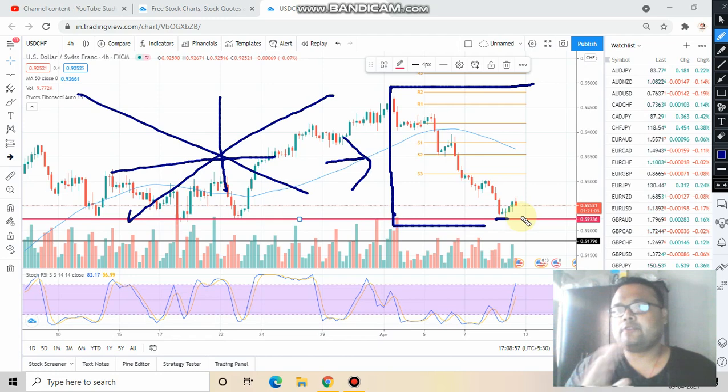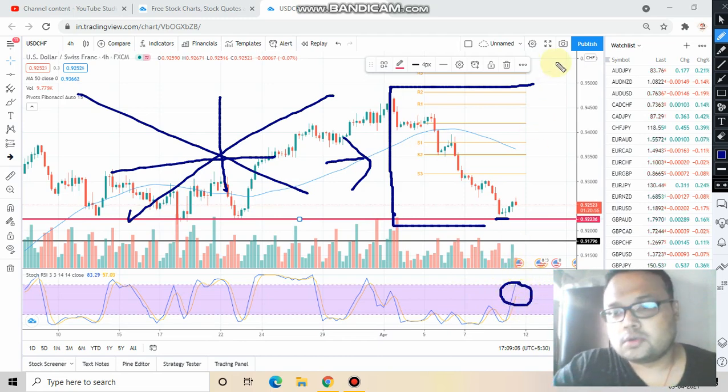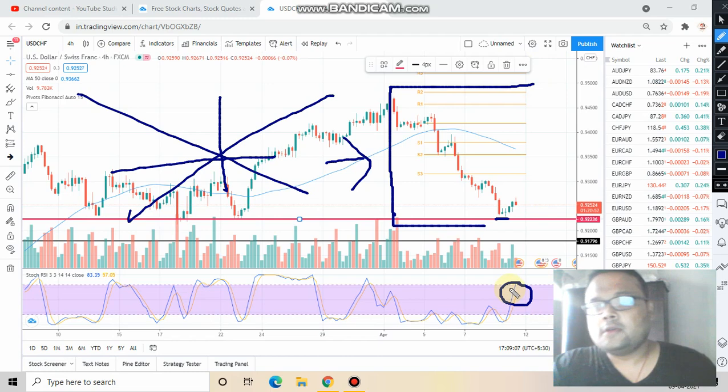But if you are looking for fresh position, okay, just try to understand. If you're looking for fresh position, just wait for a couple of time, because you can see the stochastic RSI is almost going to the overbought zone. Okay, it is in overbought zone. So market is not having much volatility here.